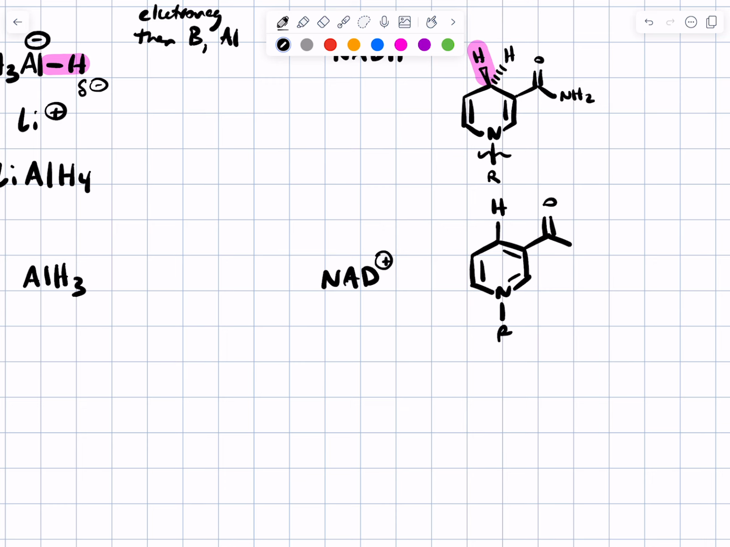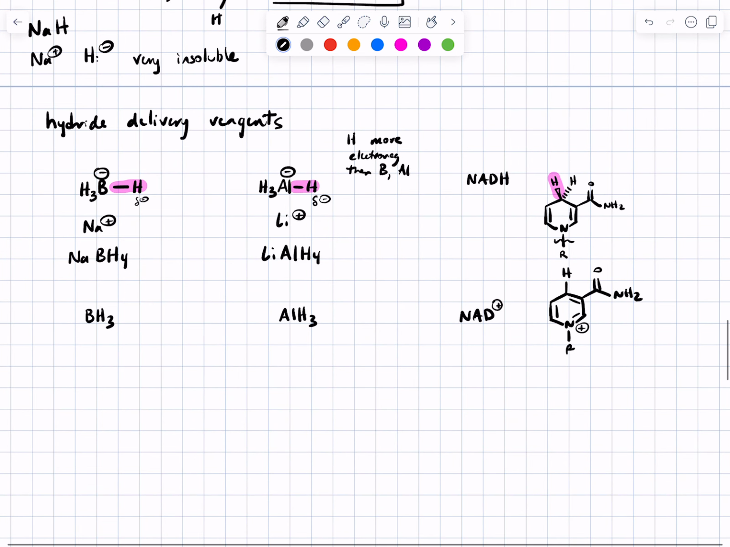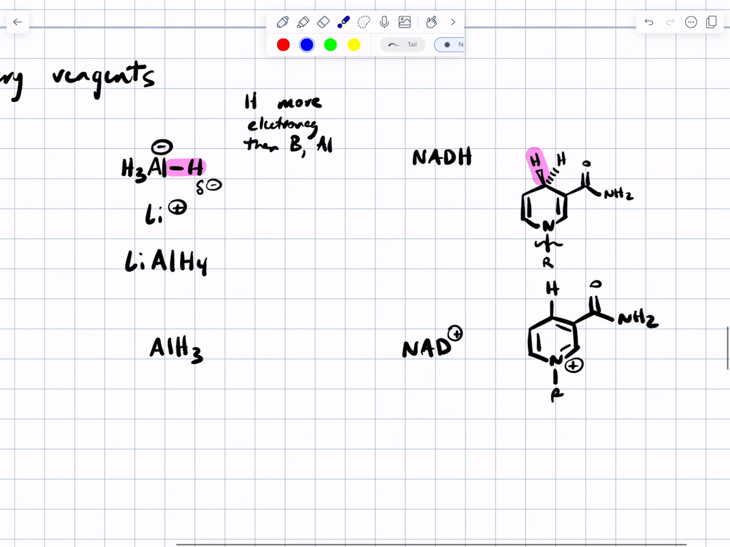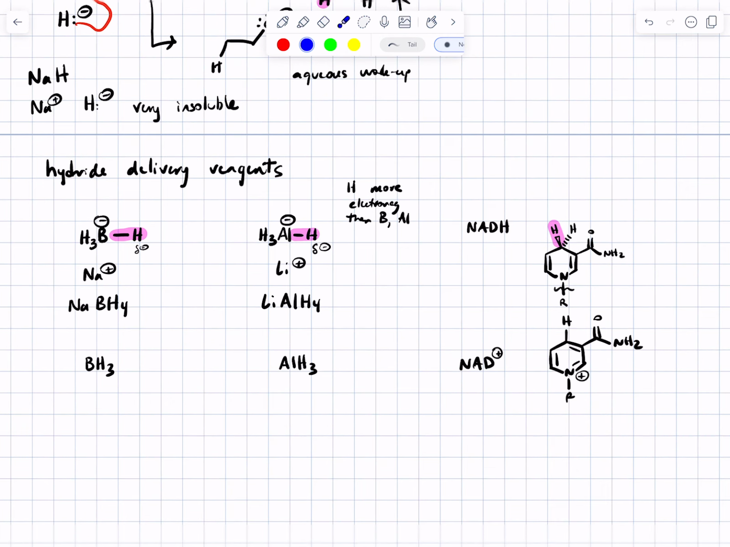You can see that in each case, loss of the hydride from the borohydride reagent is an oxidation, right? We lose a bond between an atom and hydrogen. Or in this case with NADH, we lose a carbon-hydrogen bond. These hydride delivery reagents are reducing reagents. They reduce their reactive partner. They themselves, in so doing, get oxidized.